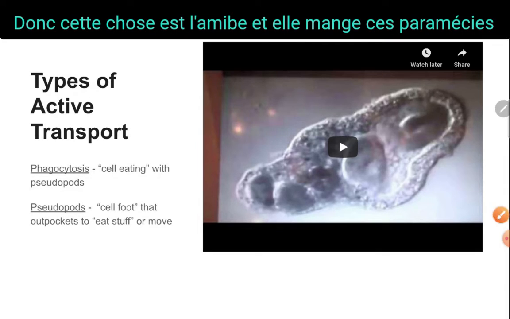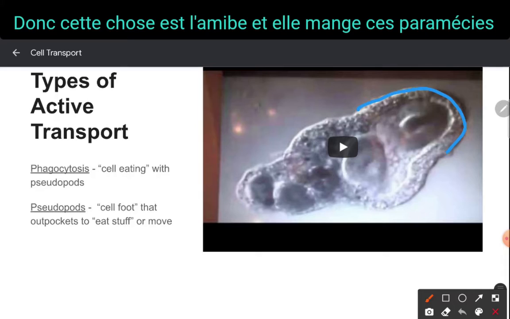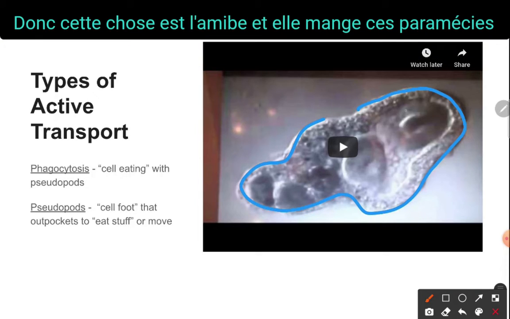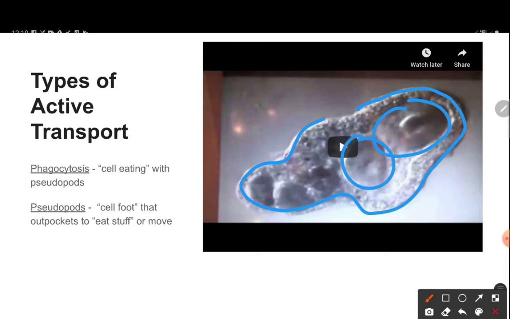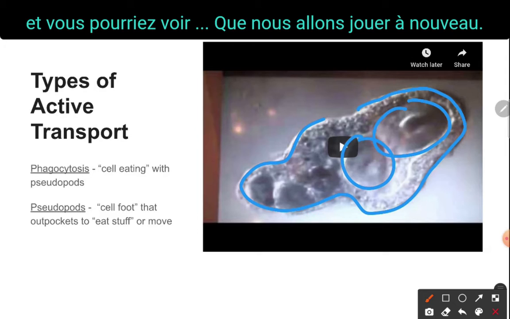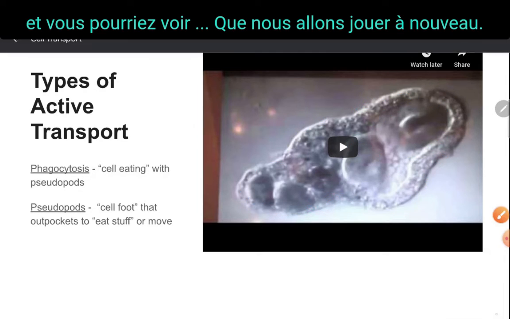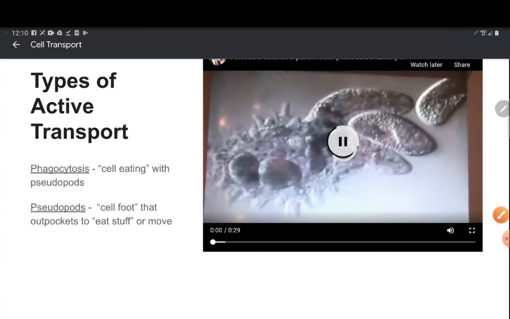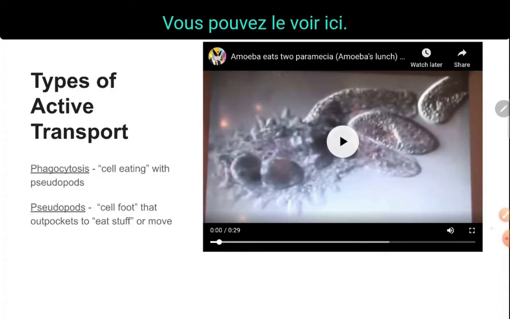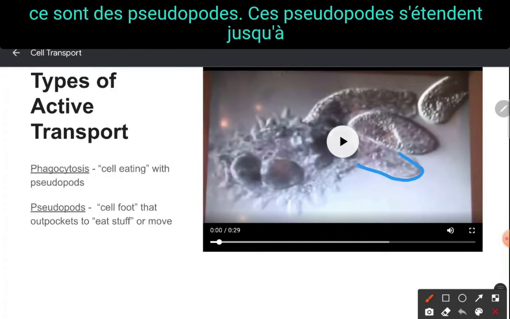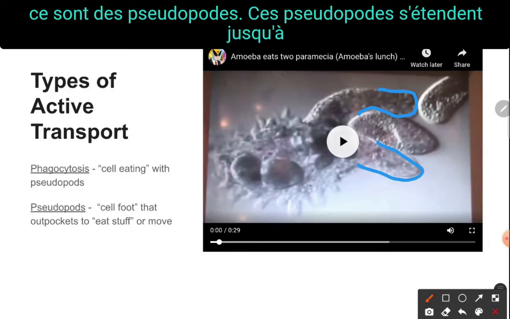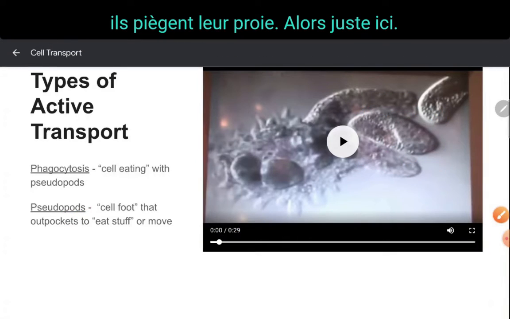So this thing is the amoeba, and it is eating these paramecium, and you could see that, let's play it again. You can see it right here. These are pseudopods. These pseudopods stretch around until they trap their prey.